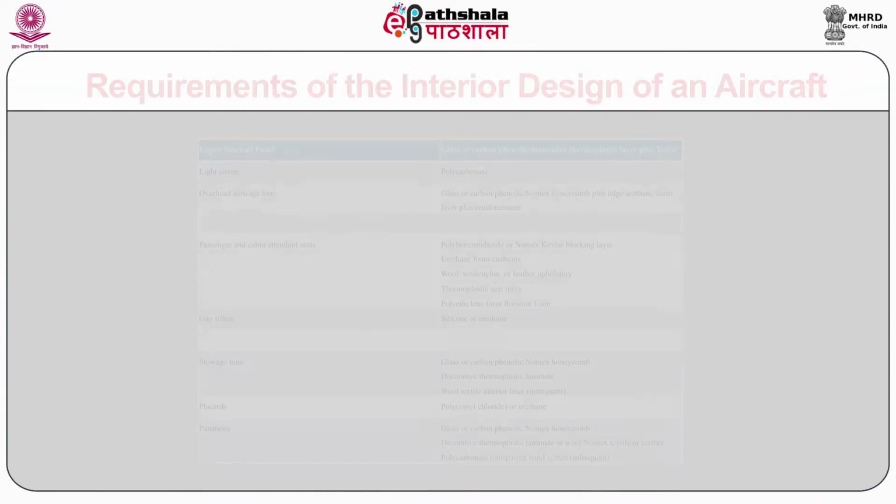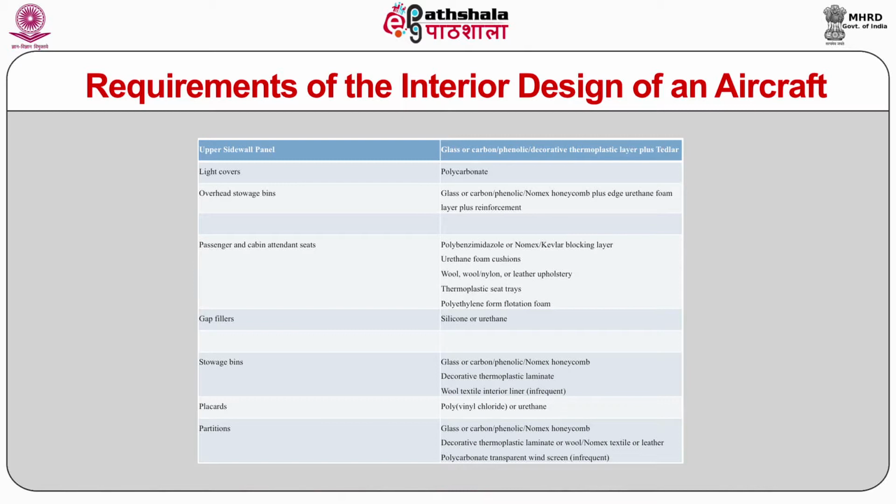Then for making the upper side valve panel, materials like glass or carbon or phenolic or decorative thermoplastic layer plus Tedlar are used. For the light covers, polycarbonates are used. For making applications like overhead storage bins, materials like glass or carbon or phenolic or Nomex honeycomb plus edge urethane foam layer plus reinforcement of the same are required.